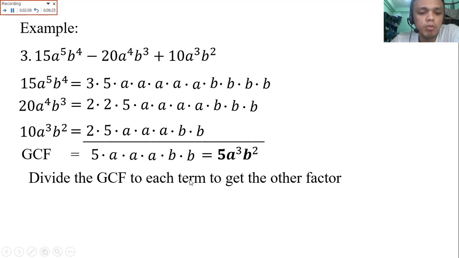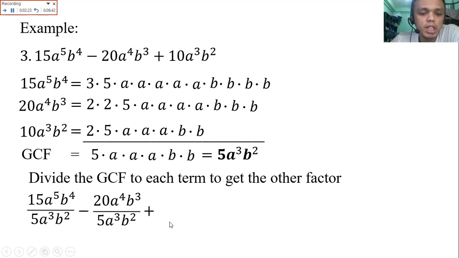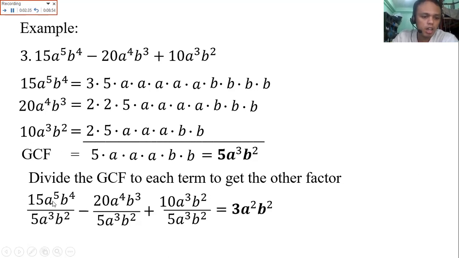Then, divide the GCF to each term to get the other factor. Divide natin isa-isa. 15A raised to 5B raised to 4 over by 5A cubed B squared minus 20A raised to 4B cubed over by 5A cubed B squared plus 10A cubed B squared divided by 5A cubed B squared. Okay? Now, divide natin 15 divided by 5, that is 3. A raised to 5 divided by A cubed. Okay, 5 minus 3. So, magiging A squared yan. Copy yung A. Okay. B raised to 4 divided by B squared. Again, 4 minus 2. That is 2. Then, copy yung B.